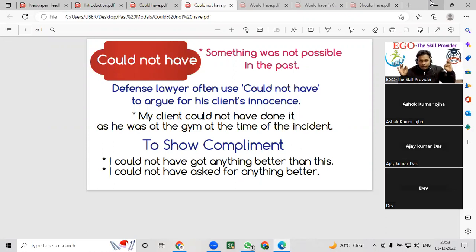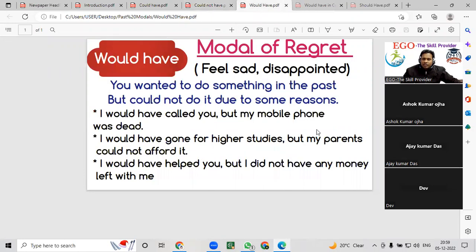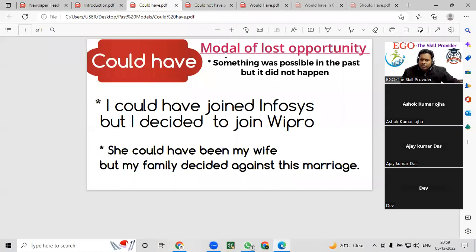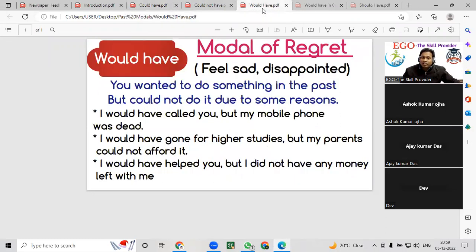This should be very clear. Let me discuss something called would have, then I can take your question. I have already informed you that could have is called the modal of lost opportunity. What is lost opportunity? Let me repeat it once more: you had the opportunity but you did not take the advantage of the opportunity that knocks at your door. But would have is a different thing. Would have is the modal of regret.